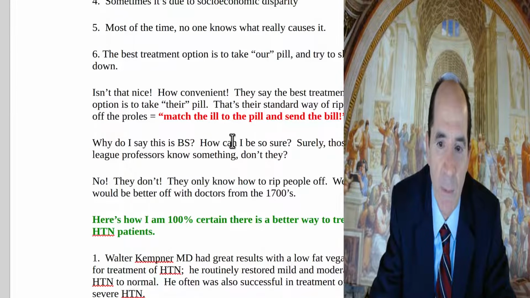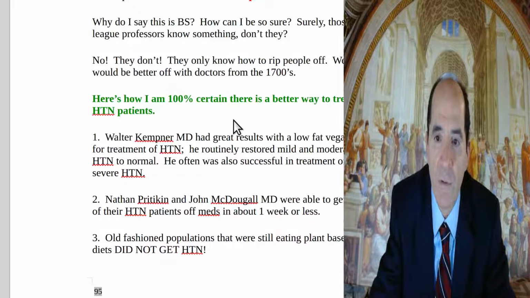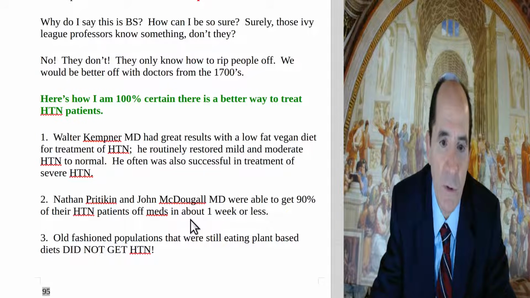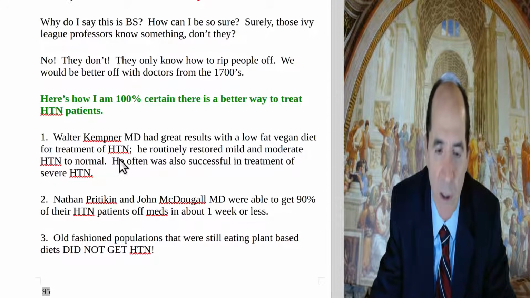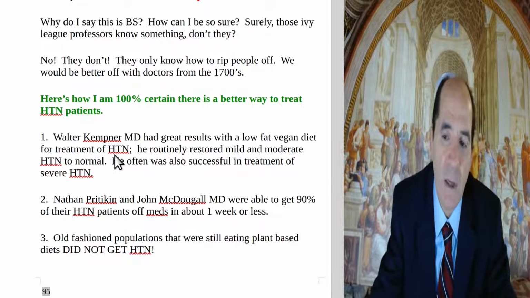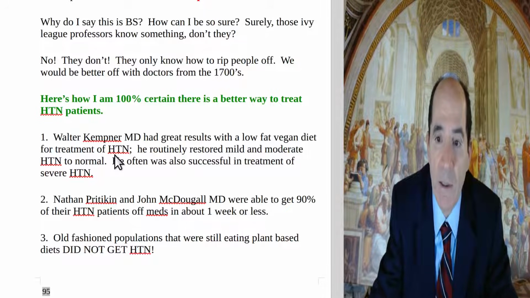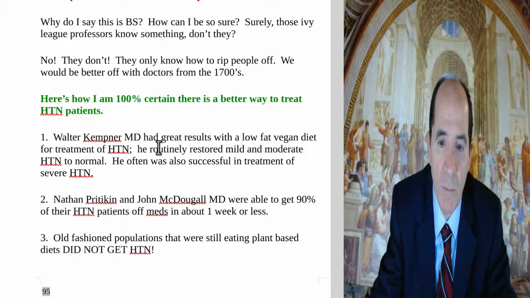Okay, that's what I was kind of talking about. They just match the ill to the pill, send the bills. And this is as stupid as a doctor from the 1700s. You actually could get better results doing a phlebotomy. You'll lower the hematocrit, which will lower the blood viscosity, and that'll decrease their hypertension. Okay, that could be beneficial. And the other reason I'm so confident, we know from Kempner's results, Pritikin results, McDougall's reports, all the epidemiology and the other people who tried this and all the animal studies, low fat, low sodium diets prevent hypertension, diabetes, coronary heart disease. What more do you want?